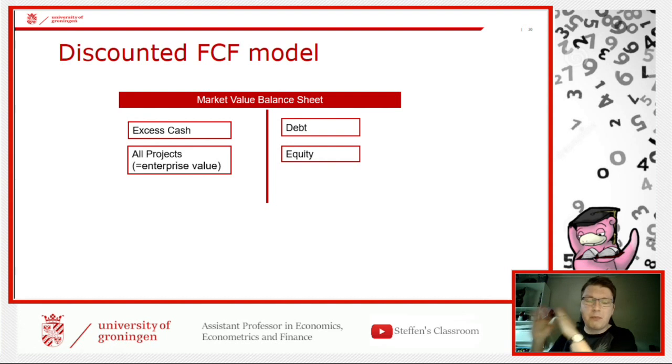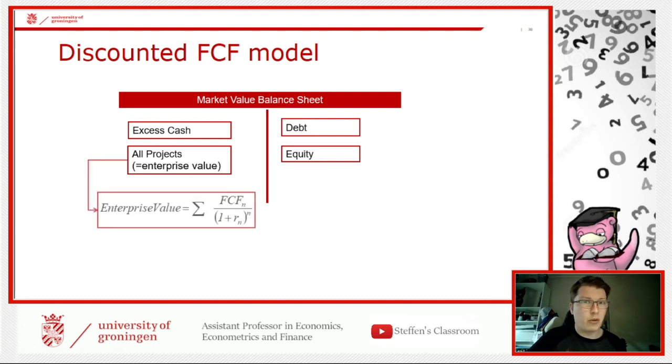Look at a very simplistic balance sheet. It should be a no-brainer to all of you because you also have financial accounting before this, if I'm not mistaken. On our asset side, we have the cash plus all the projects, which are basically all the assets. What do we spend our money on? That will give the enterprise value. Then we have the right-hand side, which is debt and equity. That we already know a lot about.